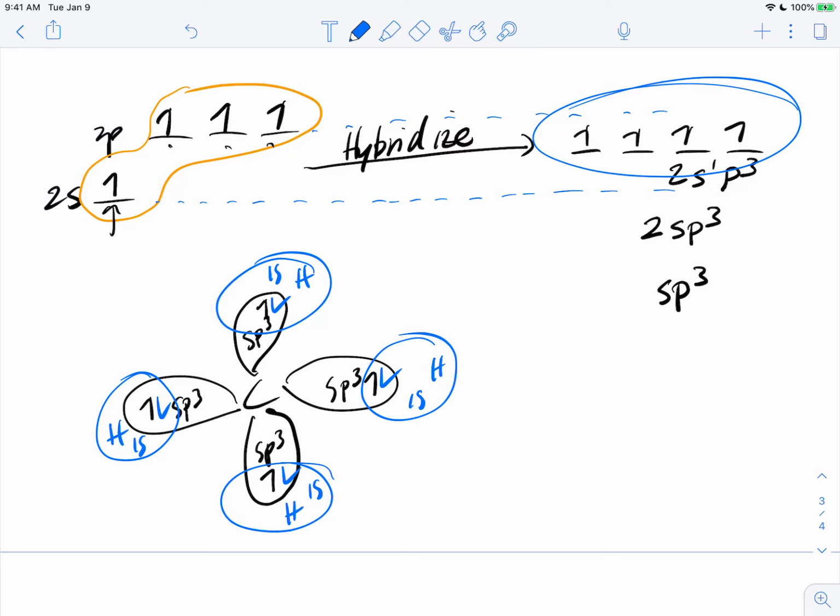And what we would then say is that carbon is sp3 hybridized. Okay? And anything that has a tetrahedral electron geometry, electron geometry is going to be matched up with hybridization. So if you have an electron geometry of tetrahedral, you are always sp3 hybridized.